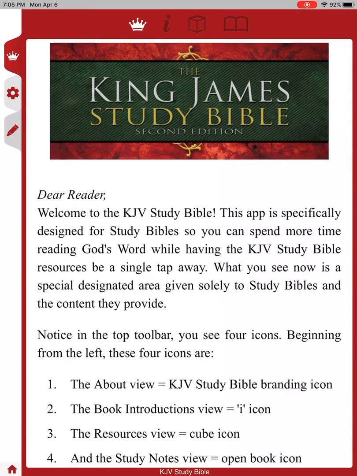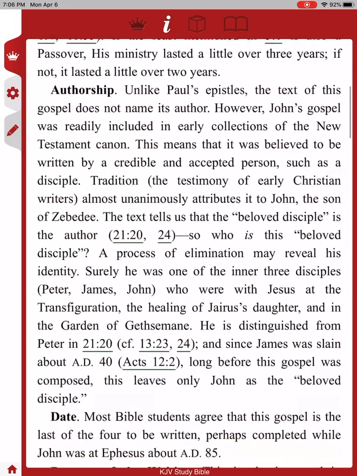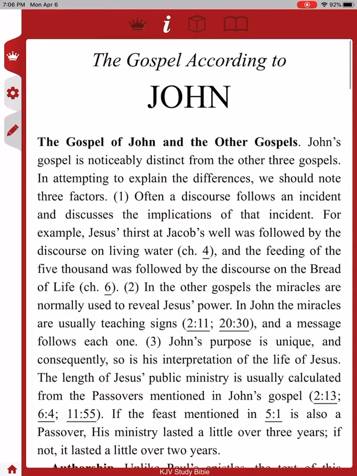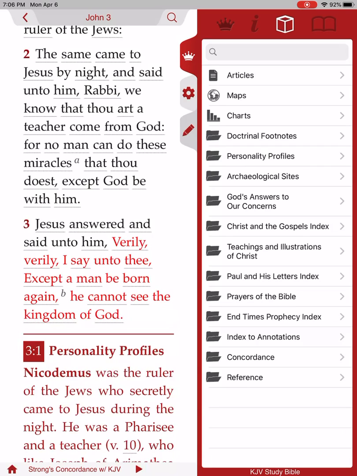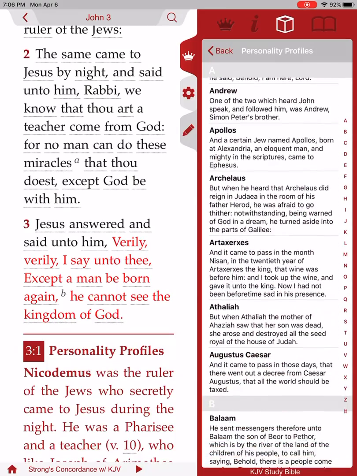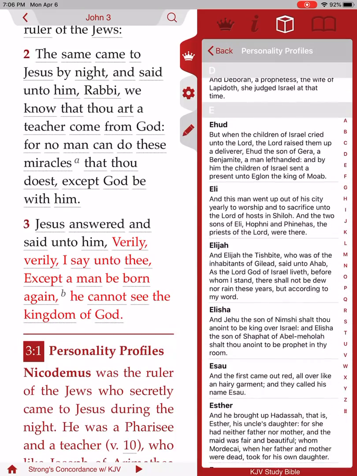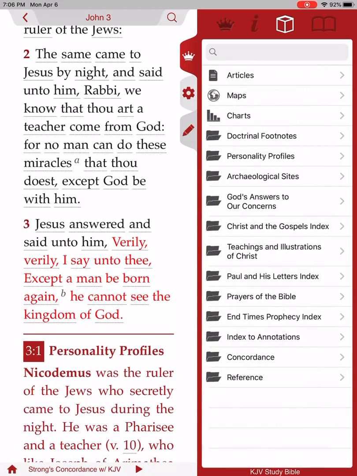KJV study Bible here. So if you click the eye up here, this tells about the book we're in, John, and probably most of your physical Bibles have something like this. You know, it tells something about the book when you first go to it. This little box here shows us the extra stuff we get with it. And this right here that we see down here, this personality profile on Nicodemus, that is a personality profile. So you can see all these we get in here. So when they're mentioned in the Bible, they're going to pop up here if you have that turned on. And I will show you how to turn that on and off here in a minute.